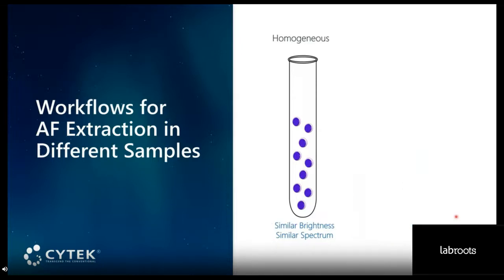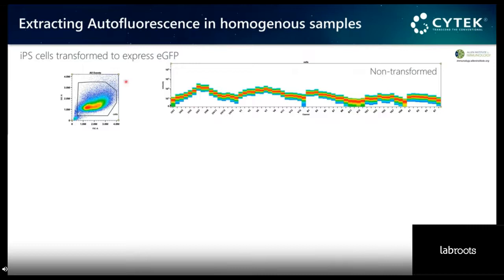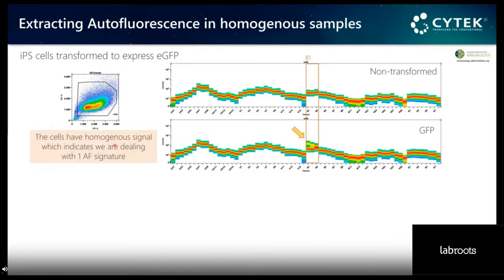Let's start with homogeneous samples, easier to do the extraction. These are induced pluripotent stem cells that were transformed to express GFP, a fluorescent protein. From the scatter plot, what I'm seeing is a very homogeneous population, one single subset in that plot. When we look at those cells in the spectral signature, we can clearly see the pattern and the intensity, but in general these rainbow boxes, indicators of each detector, are really tight, telling me that it's a homogeneous population and that we are dealing with one single autofluorescence signature.